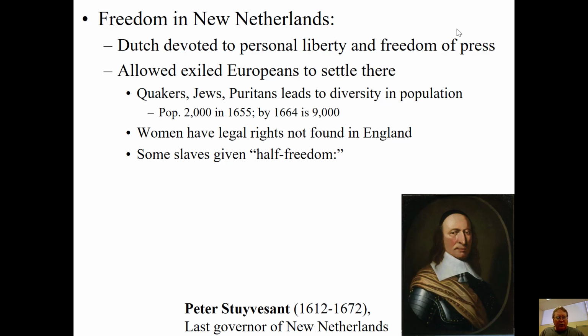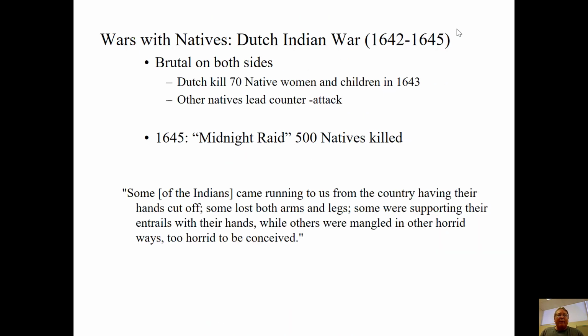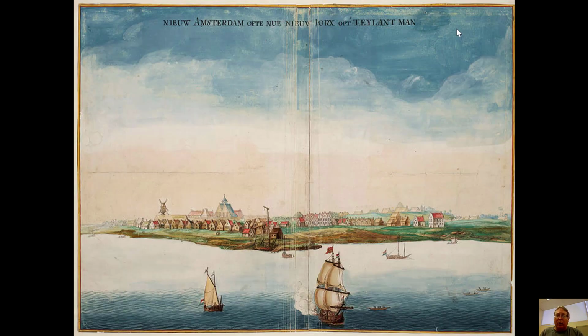There were very few slave rebellions in the New Netherlands. What is New Amsterdam, the New York City of today? It was very cosmopolitan, lots of different people, lots of different languages being spoken. But at the same time, it was very European, if you will. You could see the Dutch influence there. It looked like a little bit of Europe being transplanted to the Western Hemisphere.